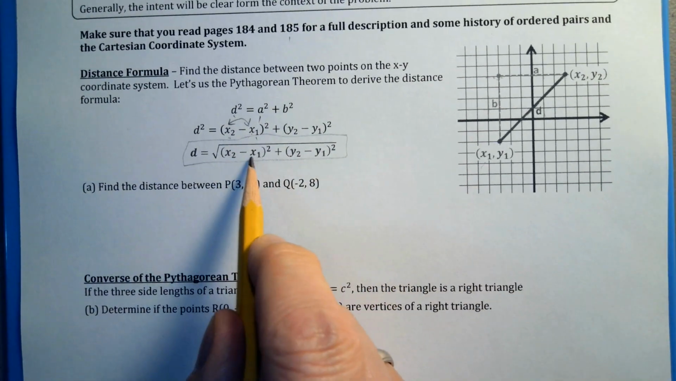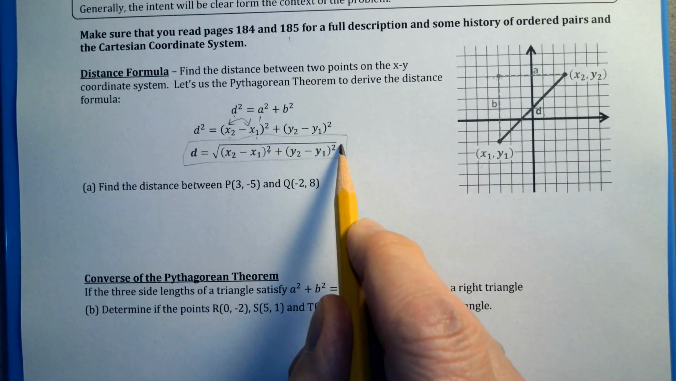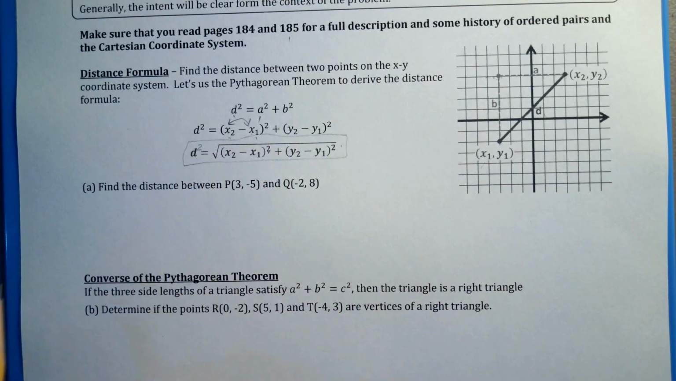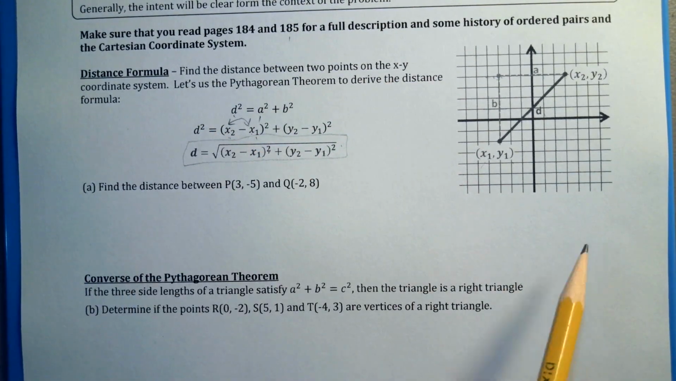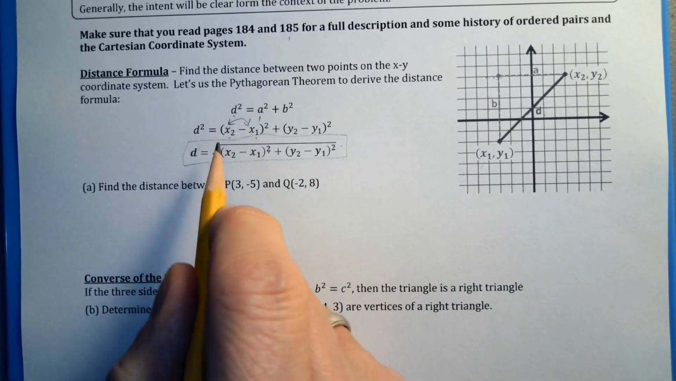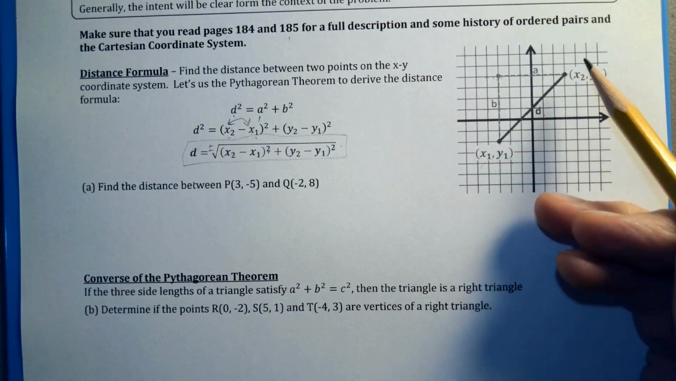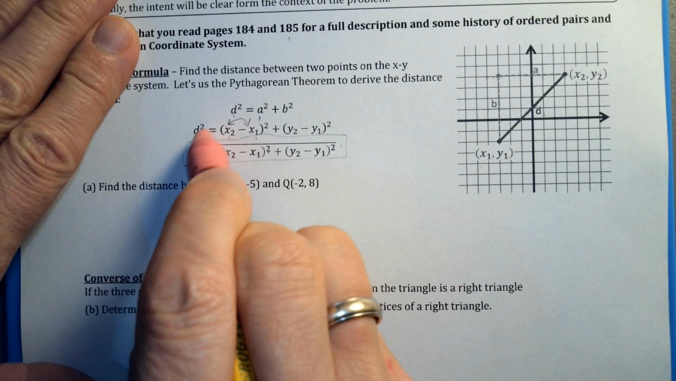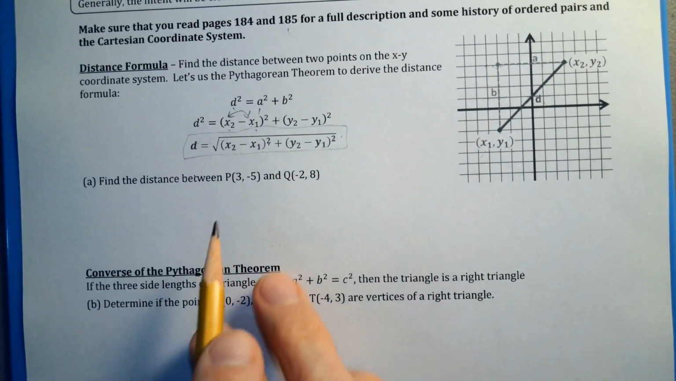So we take the difference in the x's and we square it, and we add to it the difference in the y's squared. And then we square root it to get rid of the 2 that was over here on the d. We square root both sides. And yes, when we take the square root of both sides, we generally want to consider the positive and negative roots. But in this case, distances are only positive, so we don't have to worry about the positive and the negative.